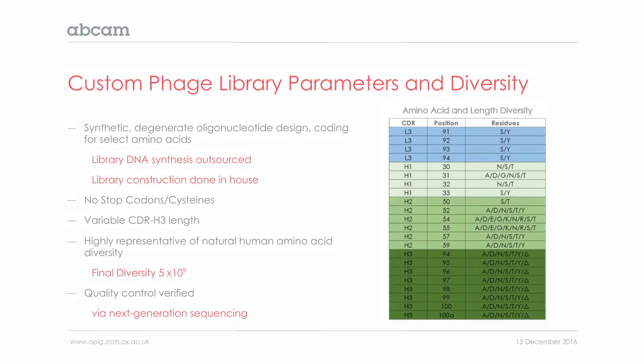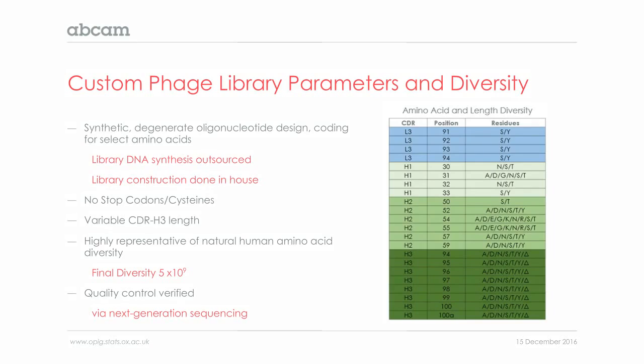We outsourced the DNA synthesis for the library. However, we constructed the library in-house. And what I mean by this is we did the E. coli transformation of the phage plasmid in-house, followed by infection with helper phage. In designing our library, we wanted to avoid any stop codons or cysteines. I mentioned that we had variable CDRH3 length.